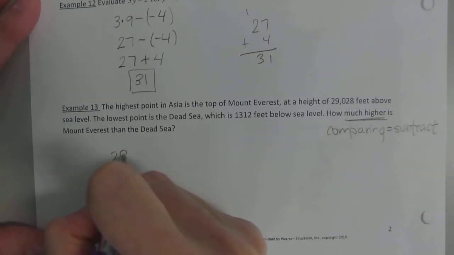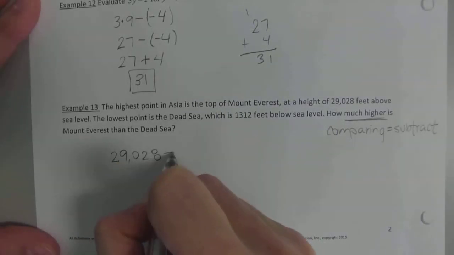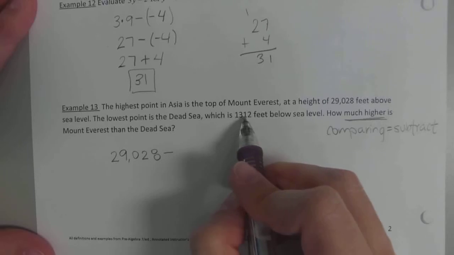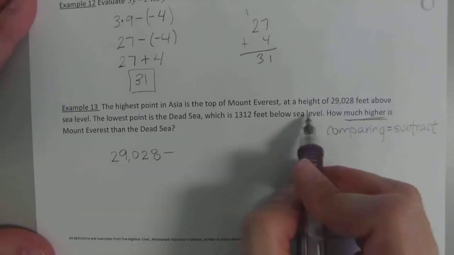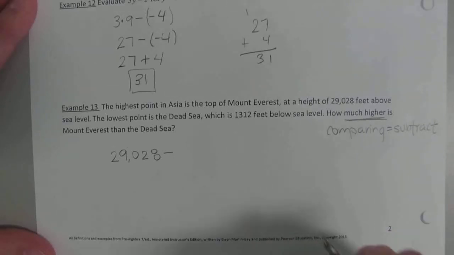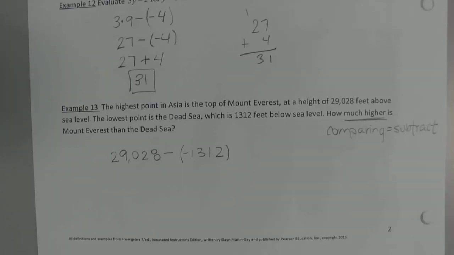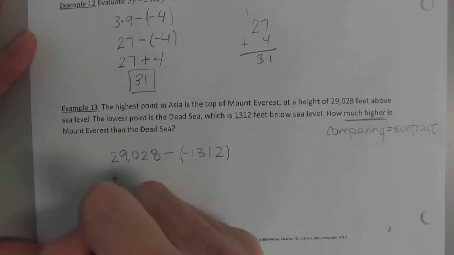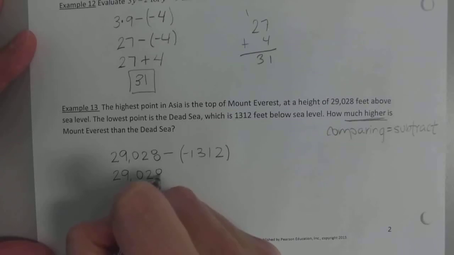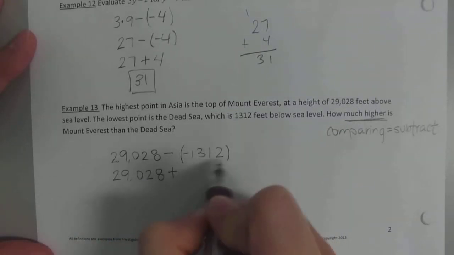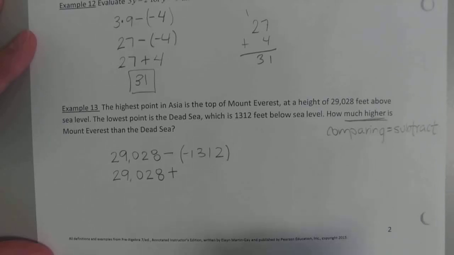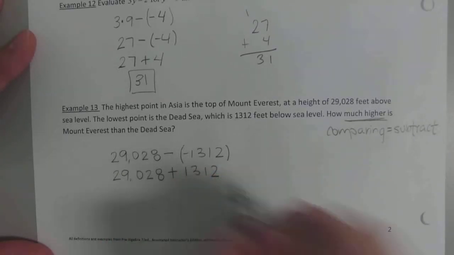Whenever you subtract, you're going to take the bigger number. So what's the highest we can be? 29,028 feet. Minus, what's the lowest we can be? 1,312 feet, but below sea level. So how do we show below sea level? Negative. Does that setup make sense to you guys? If that was just 1,312 above sea level, you just take the 29,000 minus it, right? But since it's below sea level, we have to have that subtraction. Let's remember the rule. The first number stays the same, so 29,028 stays the same. The subtraction changes to addition, and you add the opposite of negative 1,312. It becomes positive. You got it.